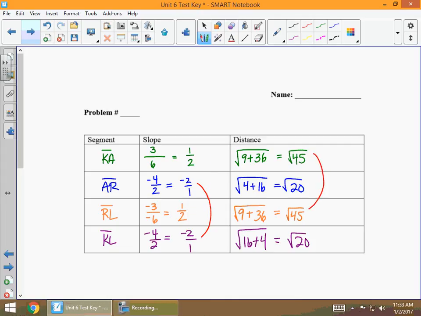KA is congruent to RL, and AR is congruent to KL. So both pairs of opposite sides are congruent. I can also say that one pair of opposite sides, KA and RL, are parallel and congruent. They have the same slopes and the same distances. And I could do it with AR and KL as well. So there are a bunch of different ways that I can say that this is a parallelogram.